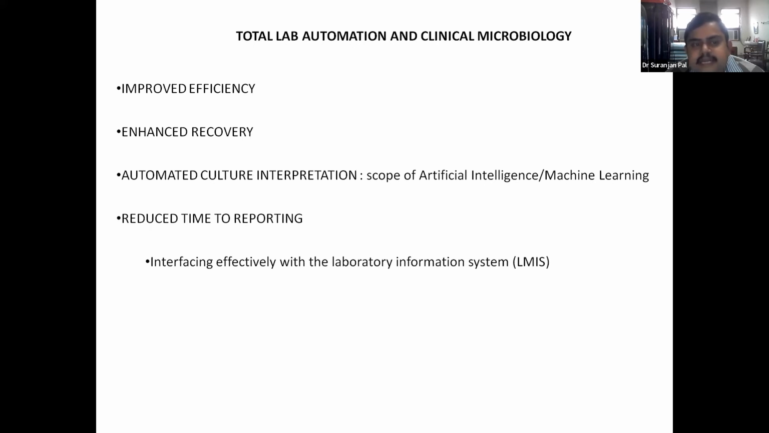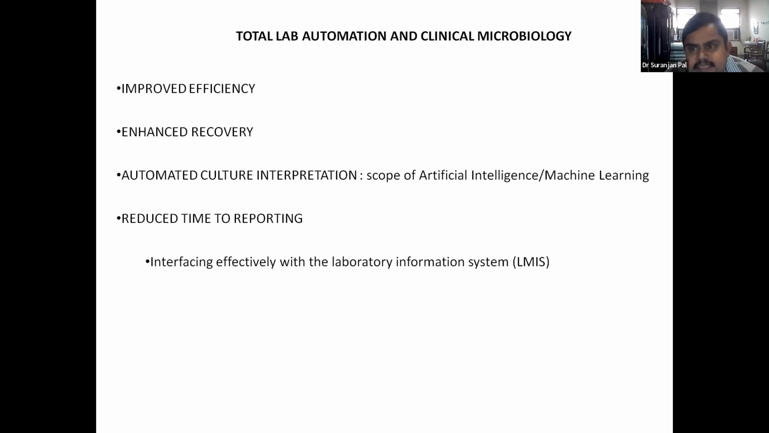automation has resulted in improved efficiency of sample processing and sample outcome, because there is less chance of human error, obviously. Then there is enhanced recovery: total lab automation also recovers more fastidious organisms. It is often algorithm based, so standard procedure, and automated culture interpretation through machine learning and artificial intelligence is something we are getting to, which boils down to reduced time to report.